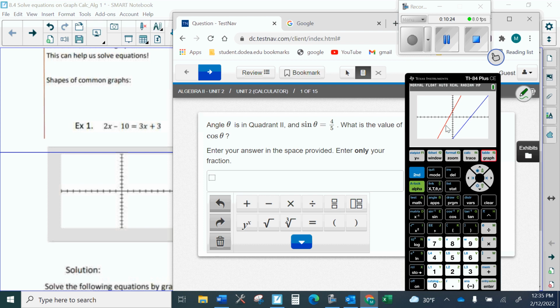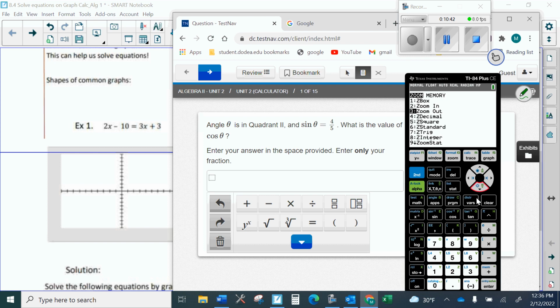Notice how I don't see where they intersect. These are what the two lines are. So I don't see where they intersect. Before I can have it calculate that point of intersection, okay, and solve for it, I need to go ahead and I can do it one of two ways. I can hit zoom and then go to number 3, zoom out.